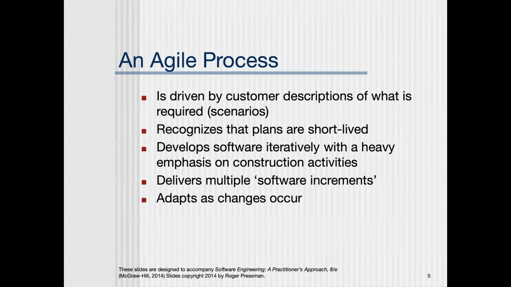Okay. So the process of agile development starts with, instead of the use case scenarios and use case diagrams, which we're going to talk about as part of the unified process, these user stories, is what they call them. Those are customer descriptions of what's required. They're scenarios. They're not in any particular form. The agile process also knows that all plans are short-lived, that everything's going to change. They accept change, they expect change. And they're really going to go through a lot of iterations of the software, so multiple software increments.